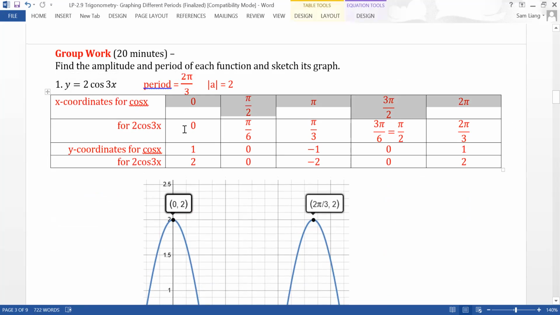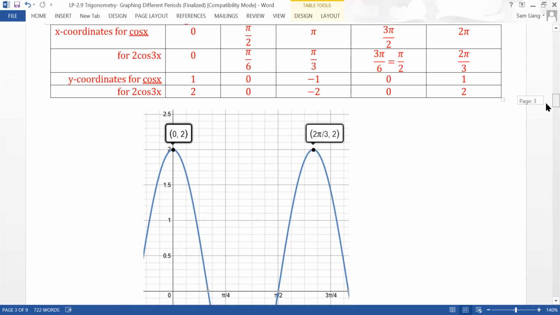And then here I divide everything by 3. Okay, so 2 pi divided by 3, 3 pi over 6, or pi over 2 if you reduce it. Then pi over 3, then pi over 6, 0. And then for the y coordinates, it's 1, 0, negative 1, 0, 1, normally for cosine. But now we're multiplying by 2. Okay, so it'll be 2, 0, negative 2, 0, 2. Okay, and those are the coordinates we'll plot.